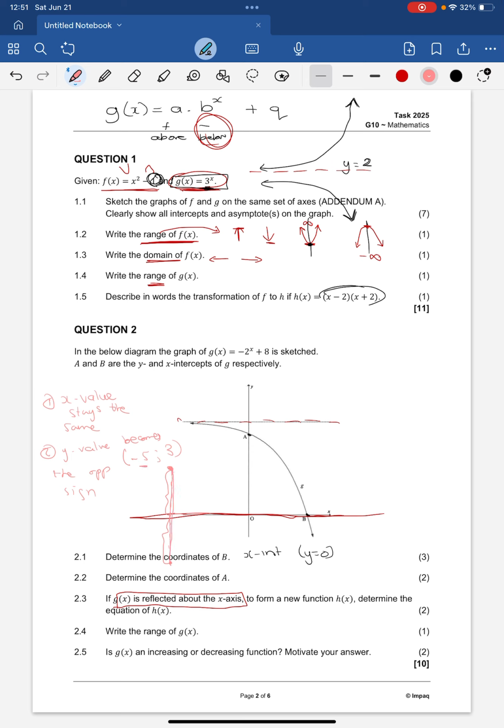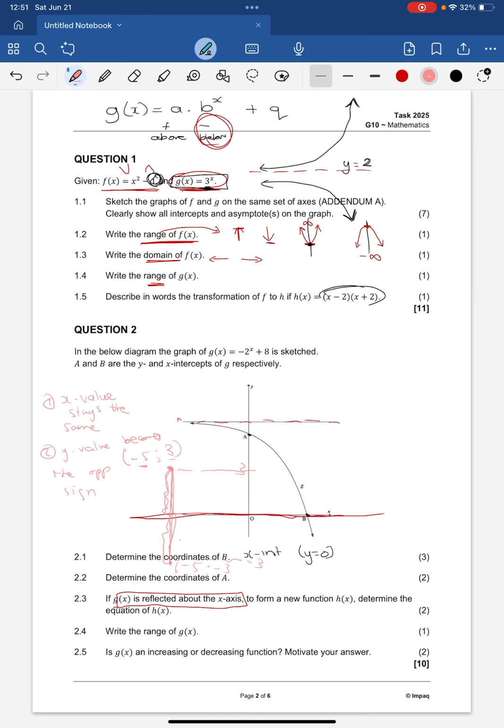I said the y value was 3, which means this coordinate lines up with the y value 3. If I'm going 3 units down and I'm reflecting, that means I need to go another 3 units down. So I'm going to be at -3. This is going to line up with y is -3. So do you see that when we are reflecting about the x-axis, the x value stays the same and the y value becomes the opposite sign? That's all. And the opposite is true.